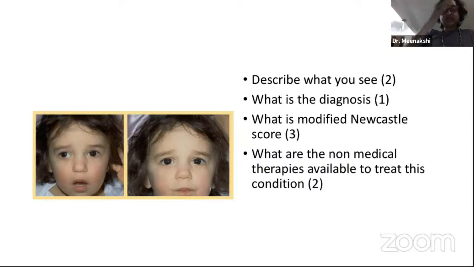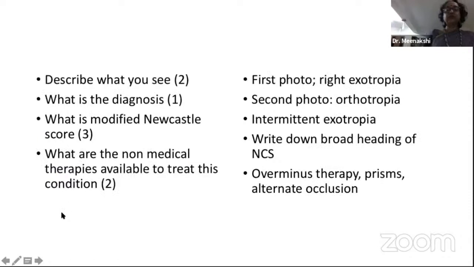So that is the reason, again and again, I'm telling you, read the whole thing to look for clues. So here, the Newcastle score is your clue, okay? So let's move on to the answer so I will not bore you. The first photo shows right exotropia, second photo shows orthotropia, what is the diagnosis? Intermittent exotropia.